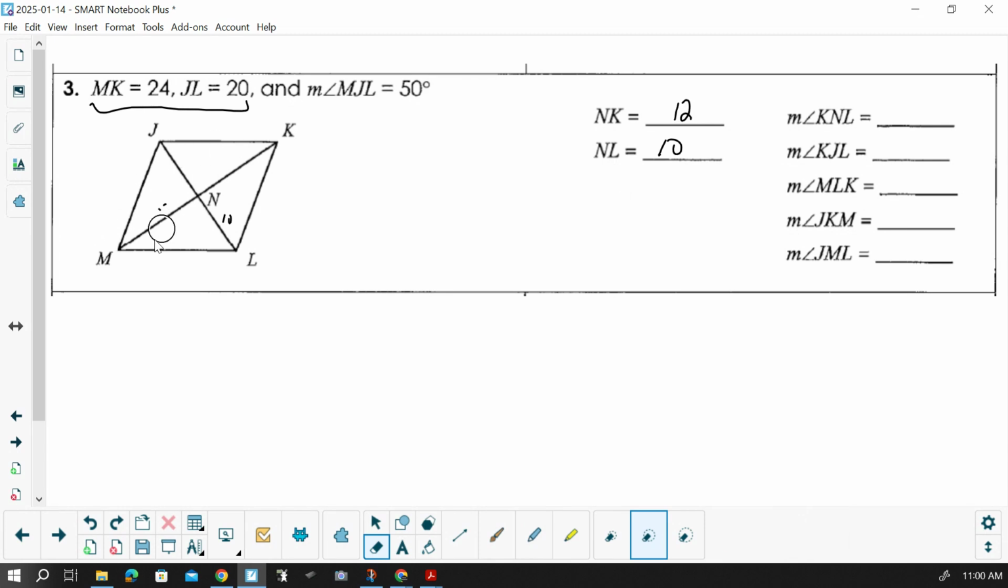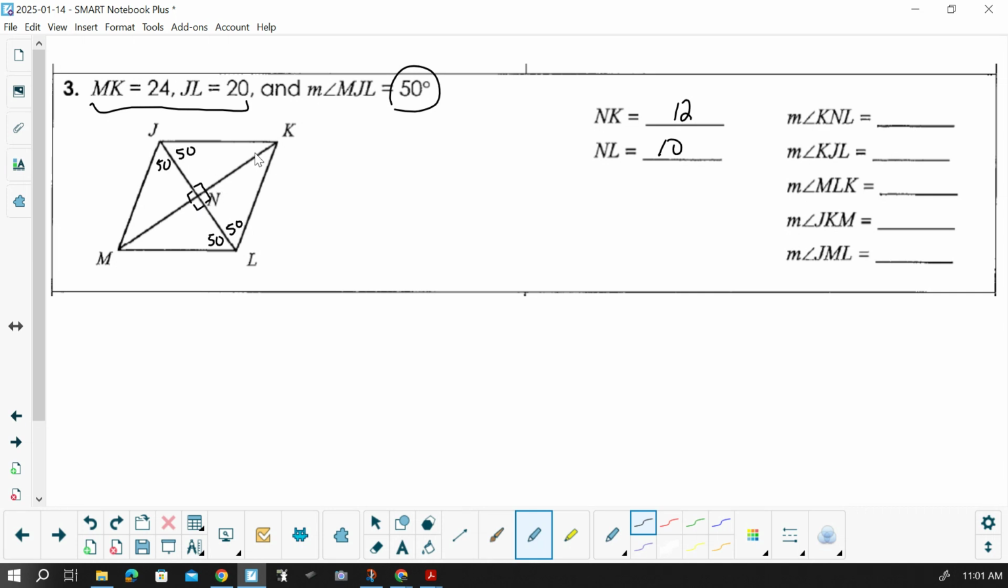I'm going to erase this just so it's not blocking up my view, and let me go with red for a second here. Now I'll just leave it this way. All right, we got some angle questions, and we're only given one angle, right? Given this one angle right here, 50. MJL, that's this angle right here is 50, which means that this angle is 50. And in a rhombus, they're congruent this direction, next to each other, because they're being bisected. We also know that there's 90s in the middle.